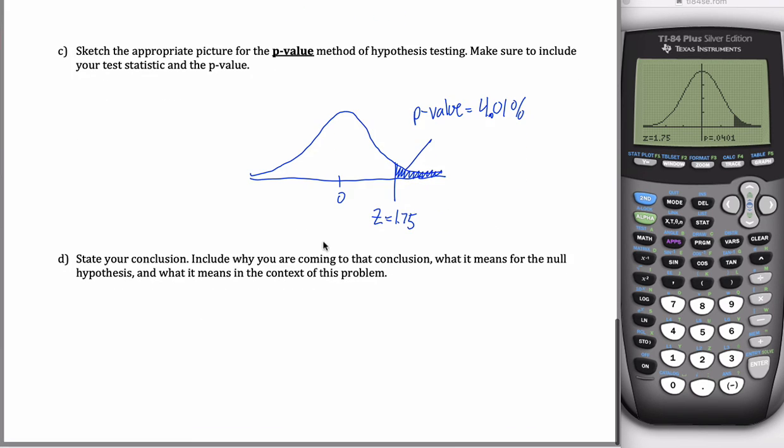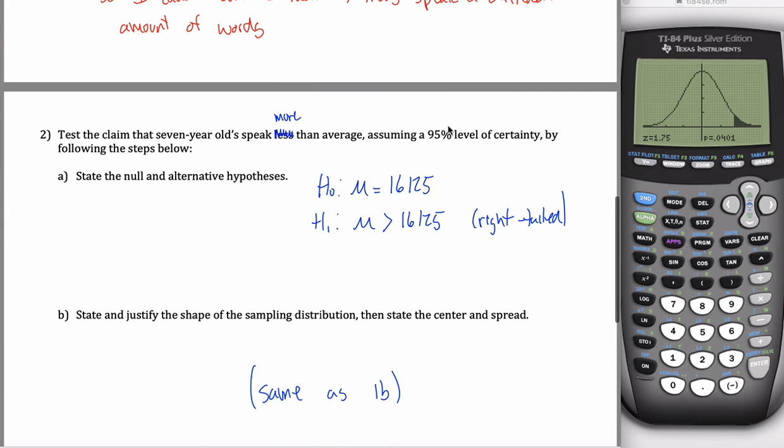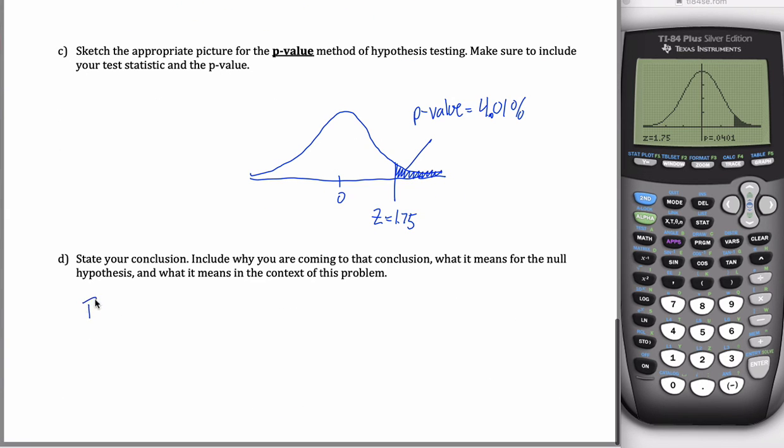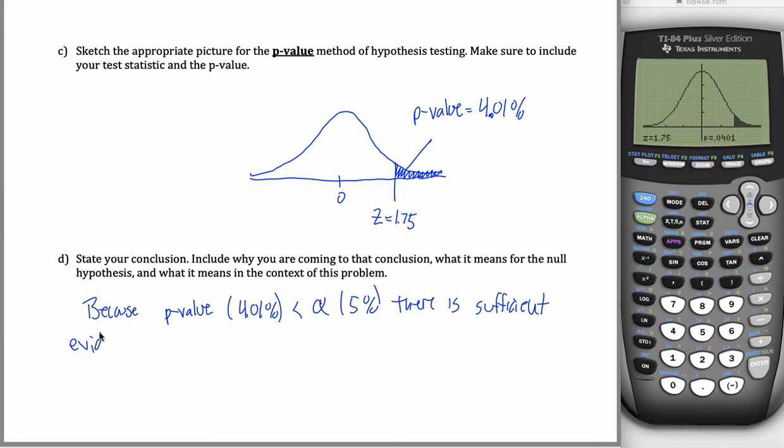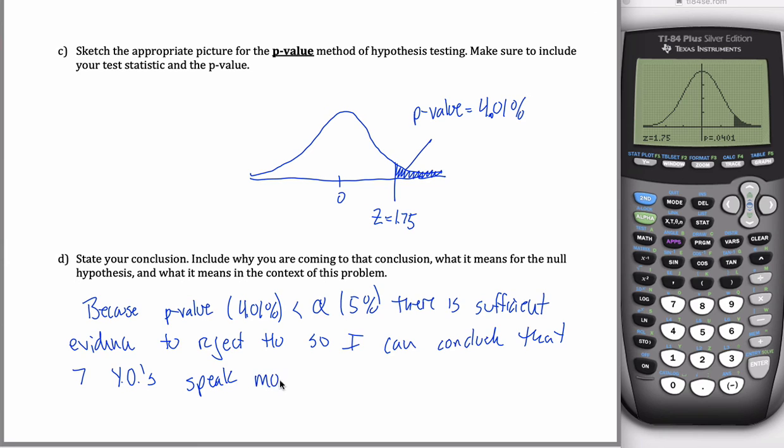So there's my p-value picture, and with that information I can state my conclusion. I want to compare my p-value to alpha, which is 5% still. So I could say something like, because my p-value, which in this case was 4.01%, is less than alpha, which was 5%, there is sufficient evidence to reject the null hypothesis. So I can conclude that 7-year-olds speak more than average.